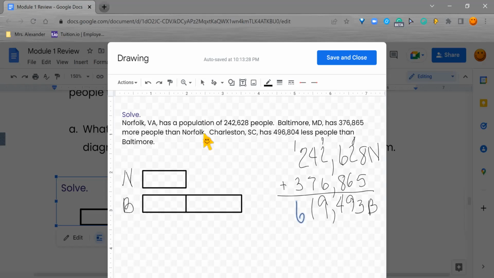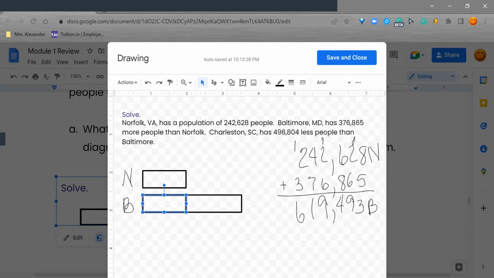So I'm going to go back to my arrow, and I'm going to hit Control V. I need another box. But this time, you guys, our box has to be this big, right?